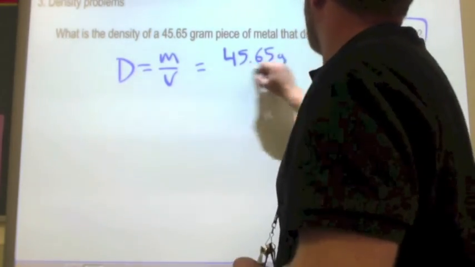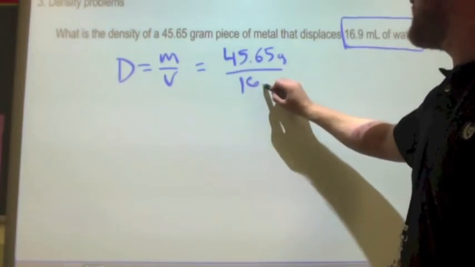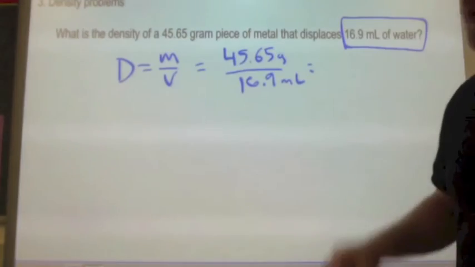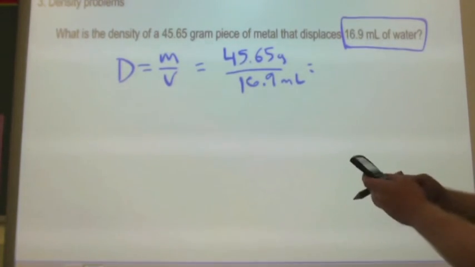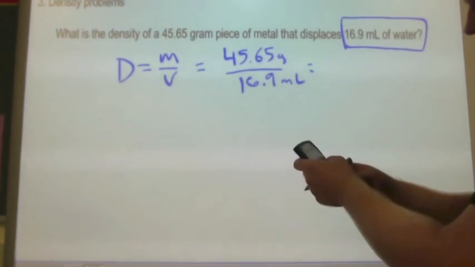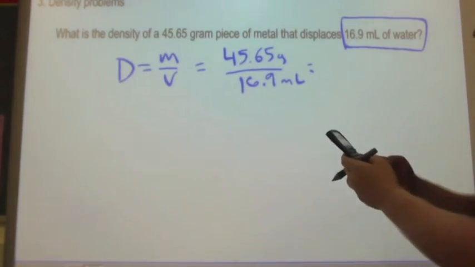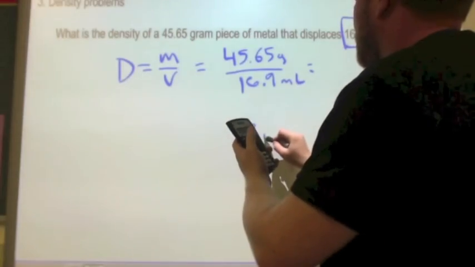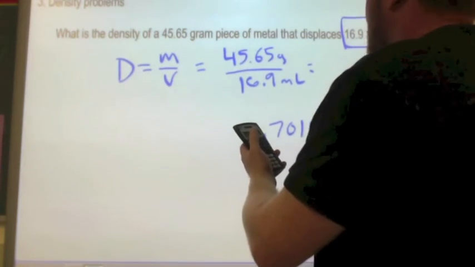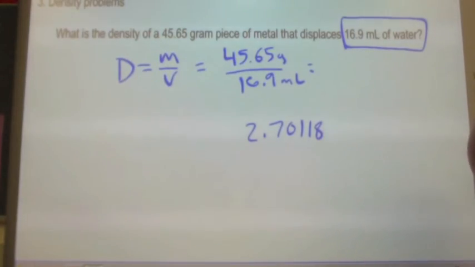Which equals 45.65 grams over 16.9 milliliters. 45.65 divided by 16.9. Calculator tells me 2.70118 and so on. Let's correct our sig figs first and then do our unit.